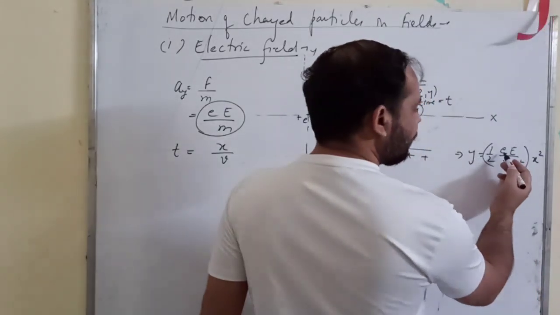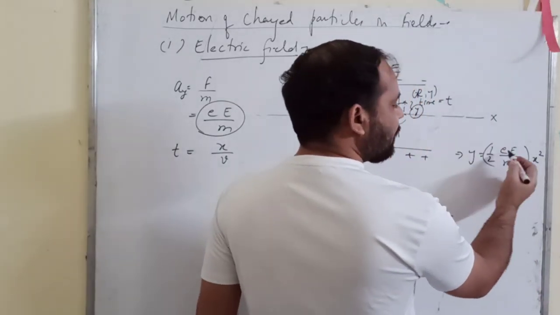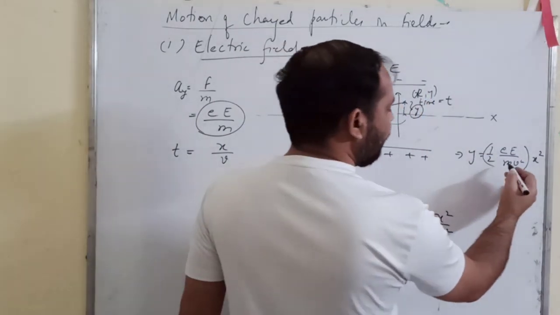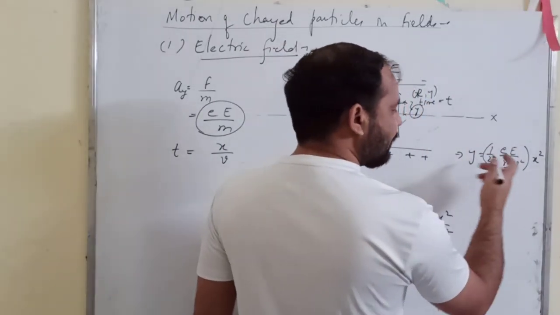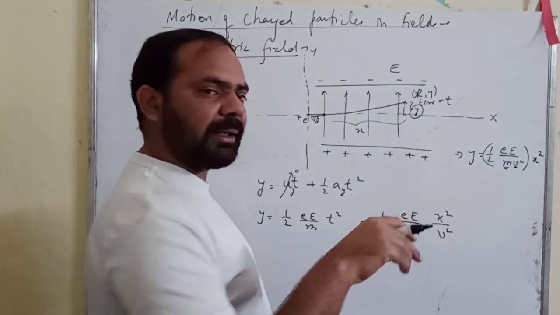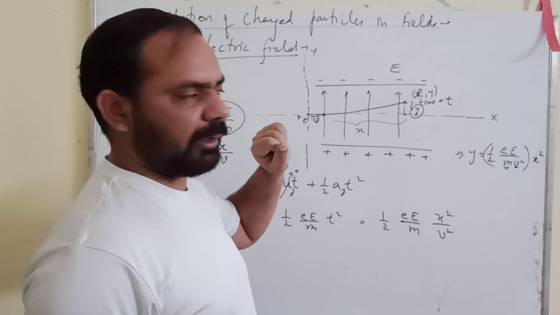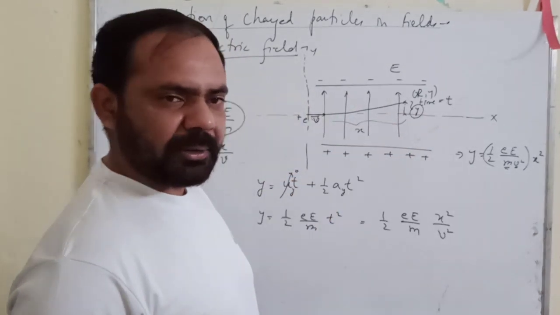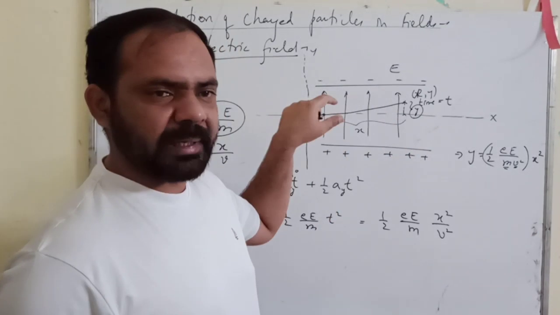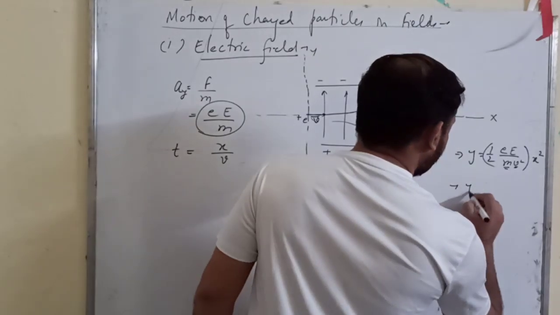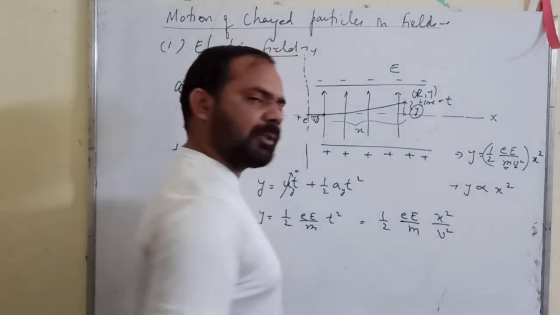Half is a constant, charge on the particle is constant, electric field is also constant. We have not changed the electric field. Mass of the charged particle is constant, and v is the velocity with which the charged particle entered into the electric field, and that is also a constant because horizontally no force was acting. So this v is also constant. So what you can say is that y is proportional to x square.